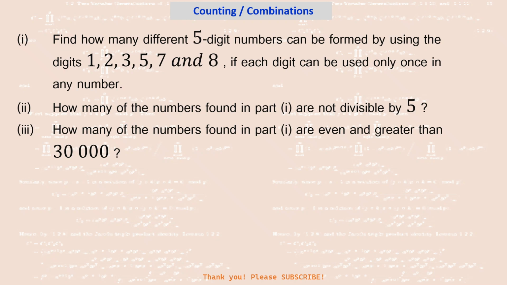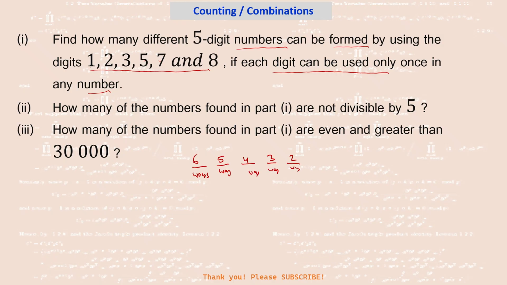Find how many different 5-digit numbers can be formed using these digits if each digit is used only once in any number. So if I make space for the 5 digits and then each digit is used once, so 2, 3, 4, 5, 6 digits are there. So the first place can take any one of the 6 digits in 6 ways, and then the next place can be filled in 5 ways, and then 4, 3, and 2 ways.